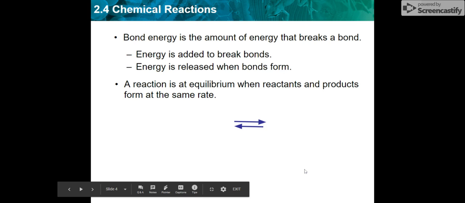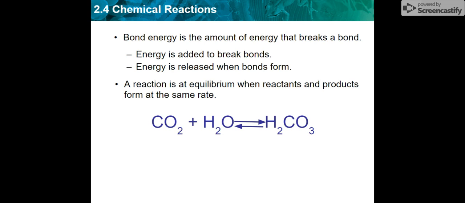So anytime we look at a chemical reaction, we're going to be interested in the way that energy changes through the course of the reaction. Anytime we break bonds in a reaction, that's going to require energy. We have to input energy to break those bonds. And then when new bonds are formed, energy is released into the environment.